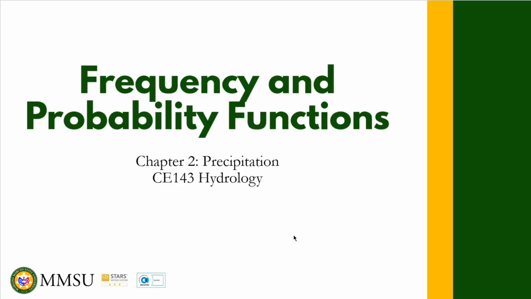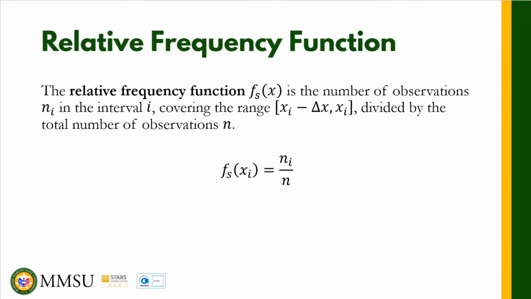Now we are ready to talk about frequency and probability functions. So, a relative frequency function is the number of observations n sub i in the interval I covering the range x sub i minus delta x to x sub i, divided by the total number of observations n. This is basically just getting the number of observations in a given interval divided by the total number of observations. You already know what a relative frequency is from your statistics, and this is not different.